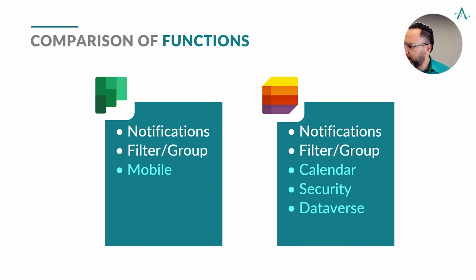Great. How do Planner and Lists compare in functionality? They both have great notifications. They both allow you to filter and group your tasks so that you can see them in a certain way. The mobile functionality of Planner, as of this recording, is working, is developed, and it is available right now. Lists is in the process of developing its mobile app. It's not quite there yet.